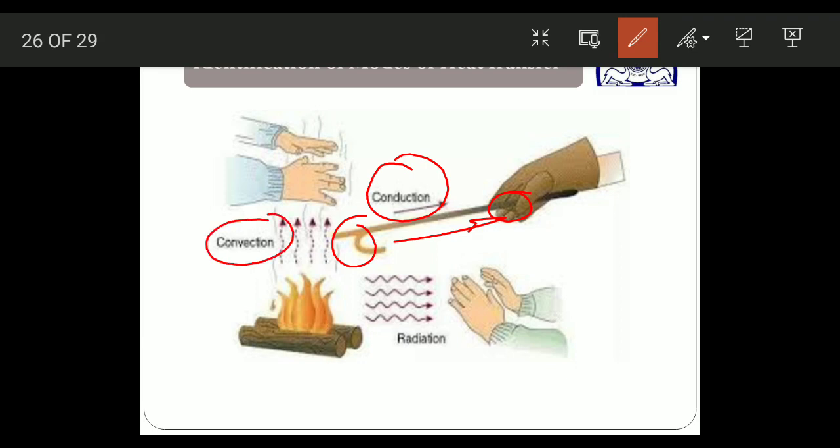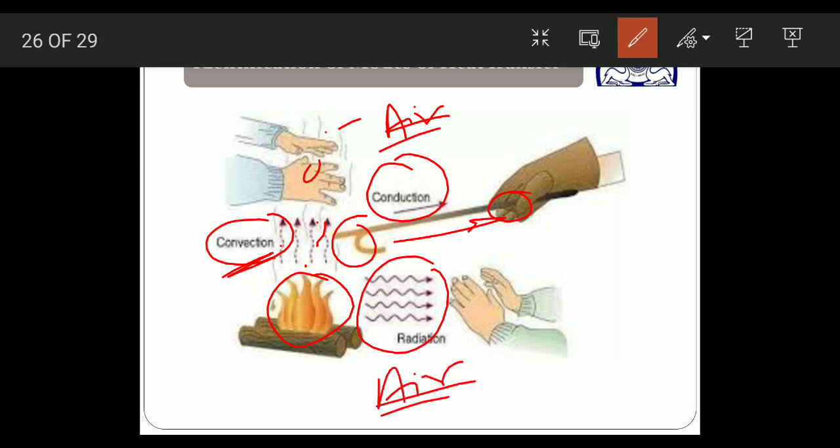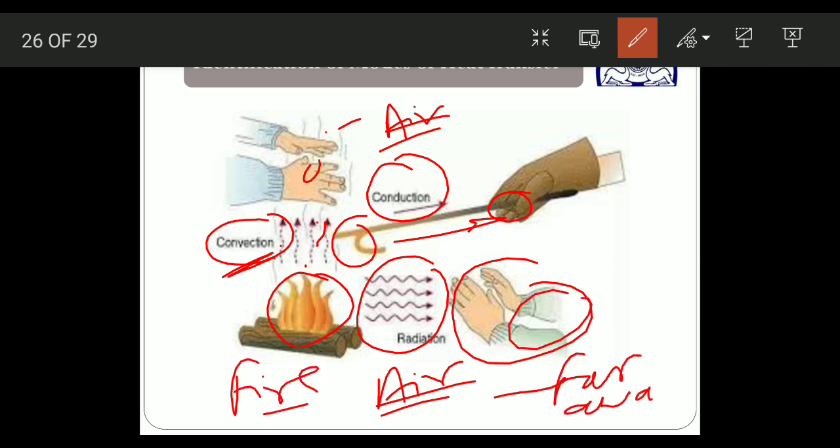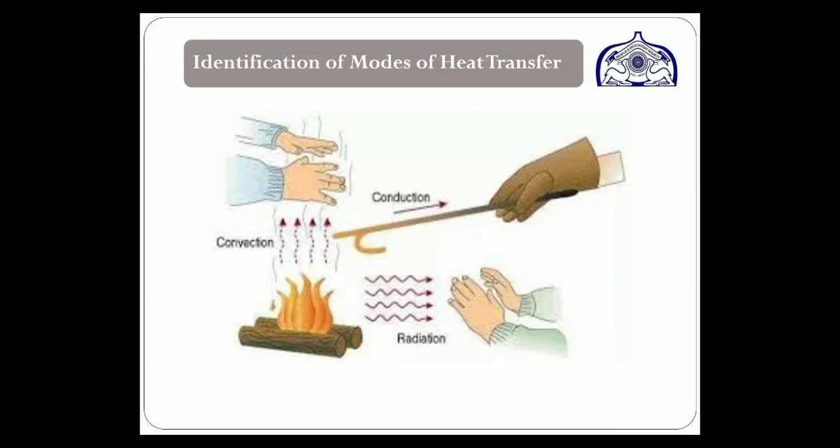Now this is heat transfer in the presence of air. Heat is transferred from this surface through the air, and that is felt by this person's hands. That is due to convection. Now here there is no air. This particular man is far away from the fire. But even so, the hands feel the warmth of this fire, and that is due to radiation without any medium. So I hope you have identified the modes of heat transfer correctly.